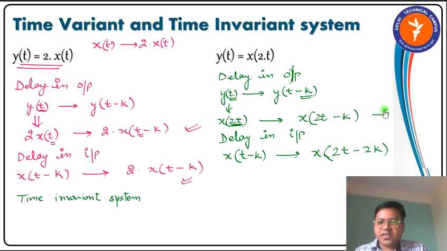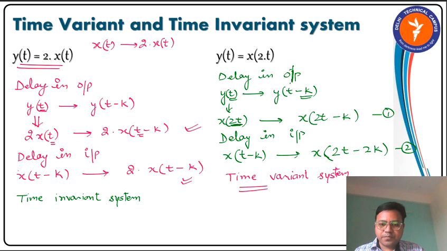Now if I compare these equations 1 and 2, I will see the output over here is x(2t - k), and over here it is x(2t - 2k). Obviously these two are different. If these two are different, we will comment that the system is a time variant system.